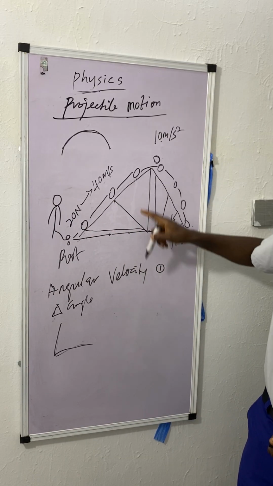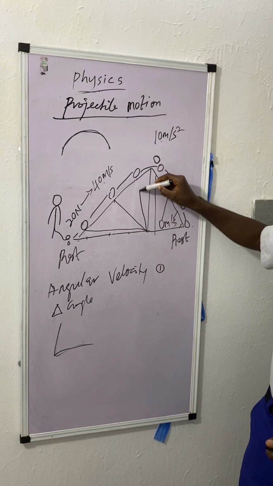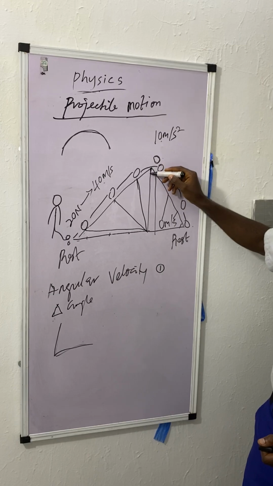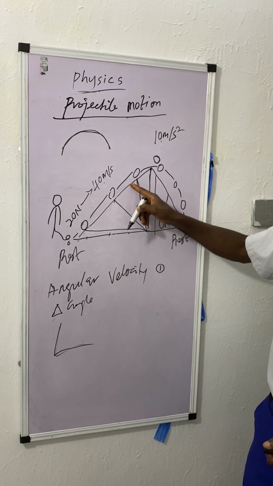See another angle again. This one is angle 45. This one is maybe more than 45. Maybe let's put it 60. Angle 60. Here is angle 90. Can you see the change of angle?